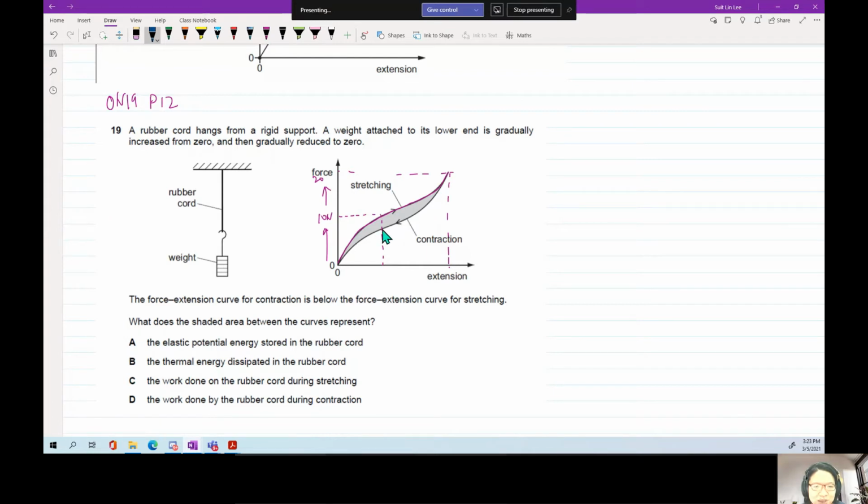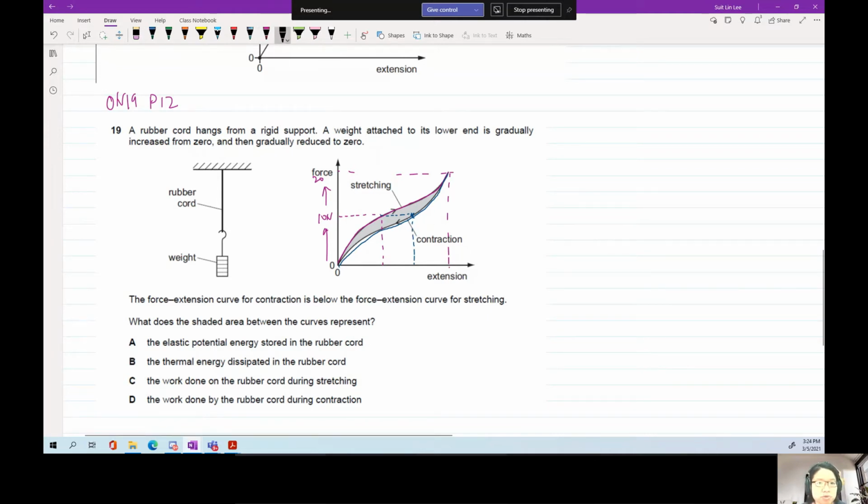Let's say I remove to 10. Let's say I remove to 10, I get this new extension. So now, even when I remove, right, for some weird reason, the length is actually longer. But never fear, because of the behavior of this rubber band, it can return to its original length. Okay, so right now, what does the area represent?